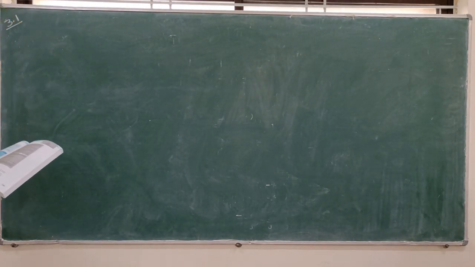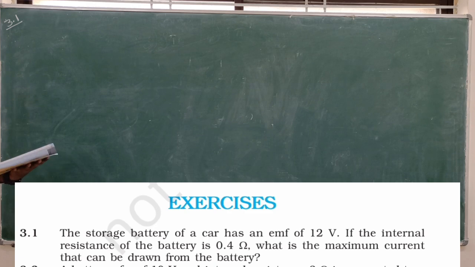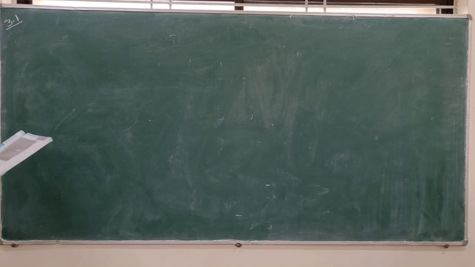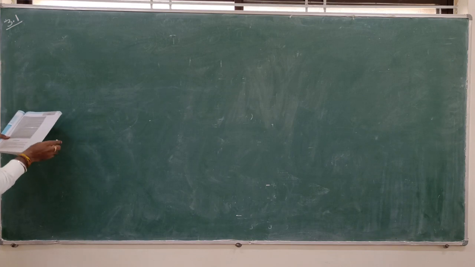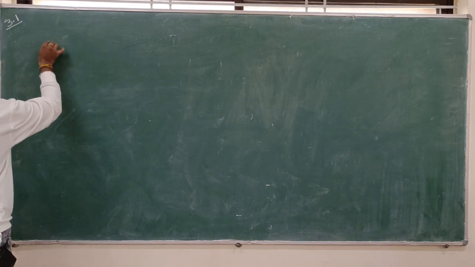Exercise question. The storage battery of a car has an EMF of 12 volt. If the internal resistance of the battery is 0.4 ohm, what is the maximum current that can be drawn from the battery?